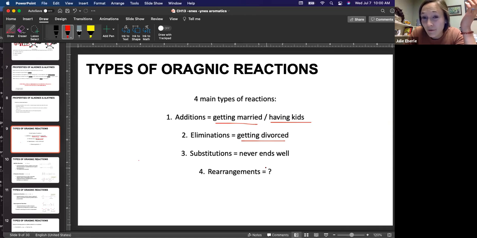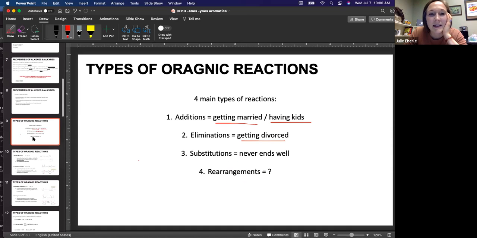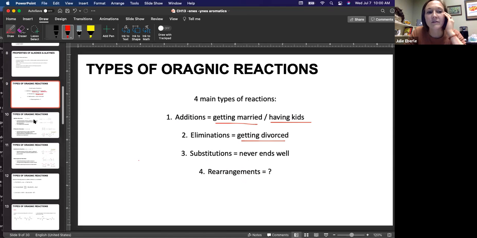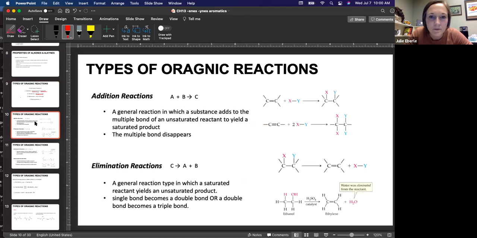And I didn't know if y'all had a thought for rearrangements. Somebody used to say like wife swap. There used to be a TV show like that. But anyways, these are a little more confusing, okay, and complicated when it gets to relationships. But these are the 4 kinds: additions, eliminations, substitutions, rearrangements. So we're going to kind of briefly look at different examples of these.